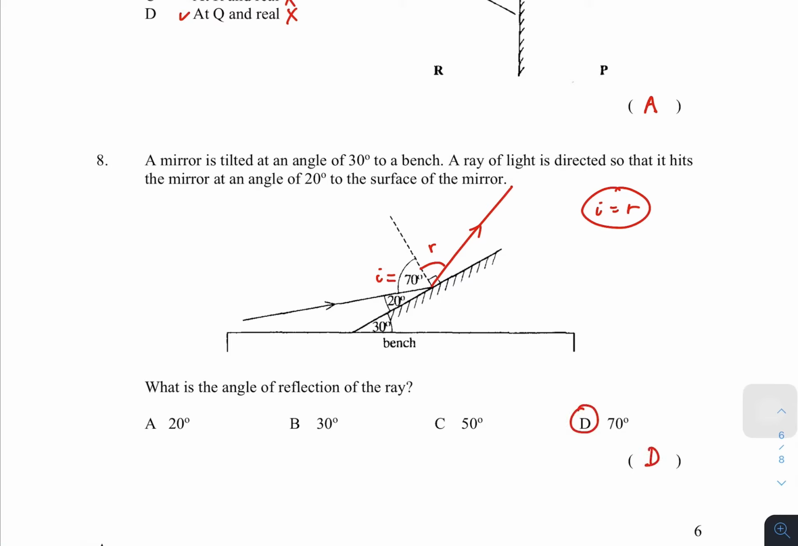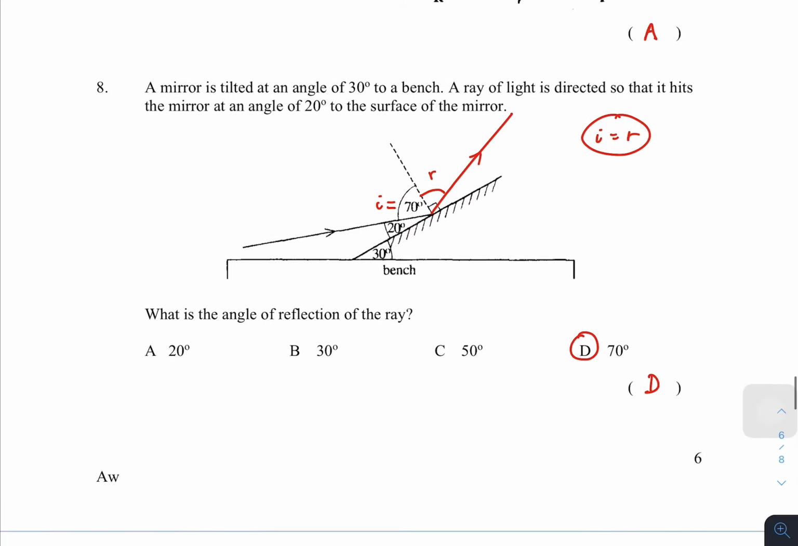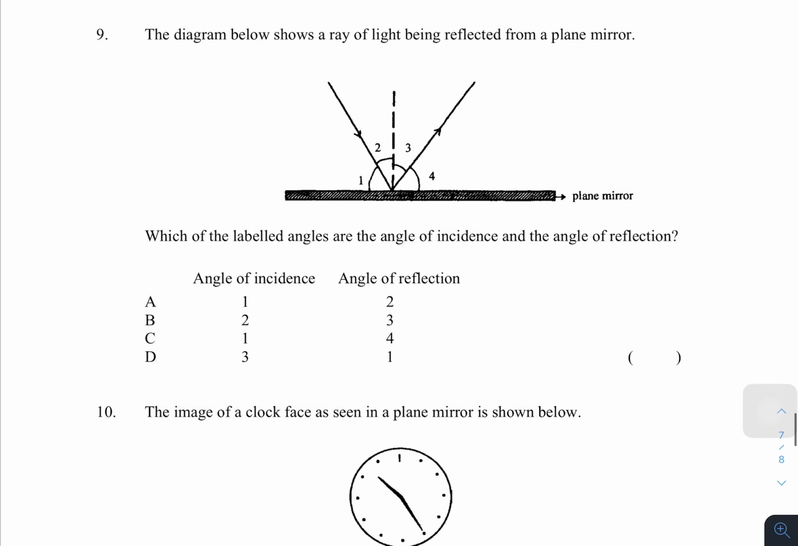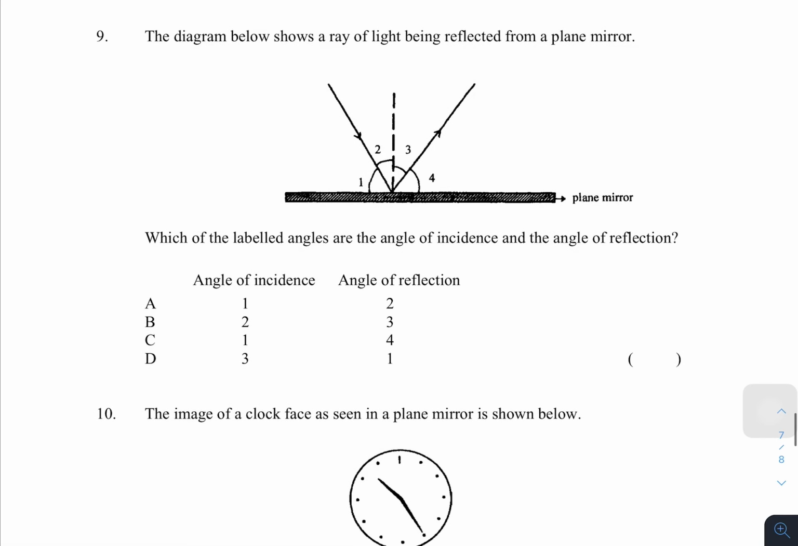So this is actually a trick question. No matter how you tilt the mirror, the I must always be equal to the R. The angle of incidence must be equal to the angle of reflection. That's number 8. Number 9, the diagram below shows a ray of light being reflected from a plane mirror.